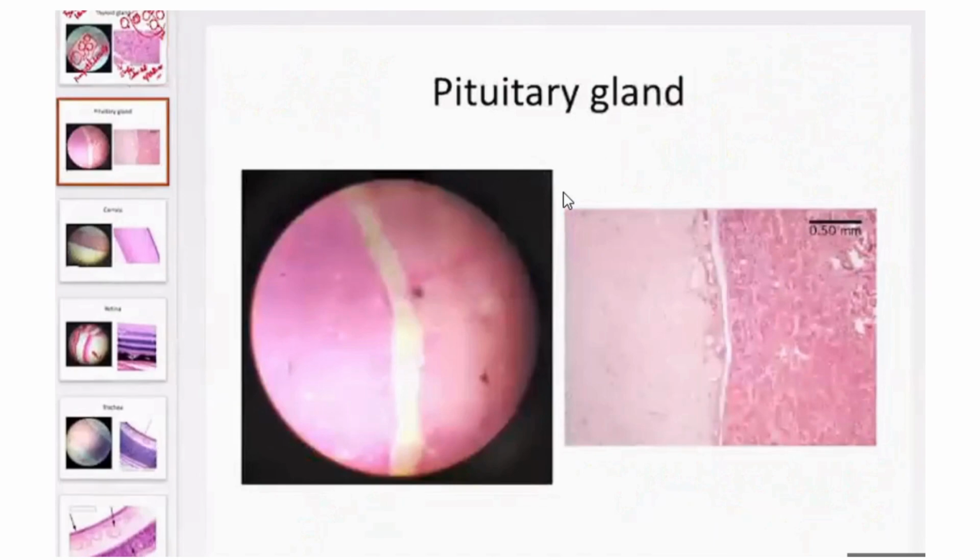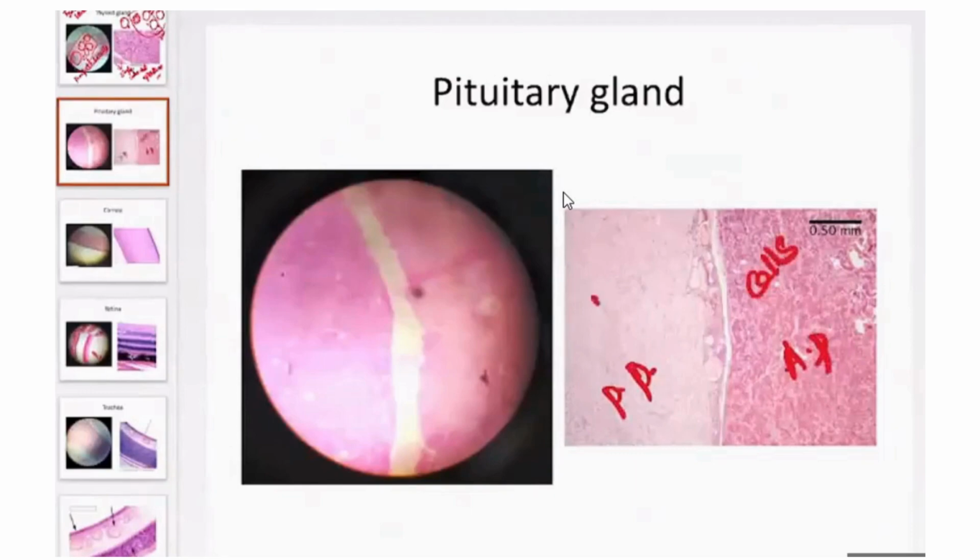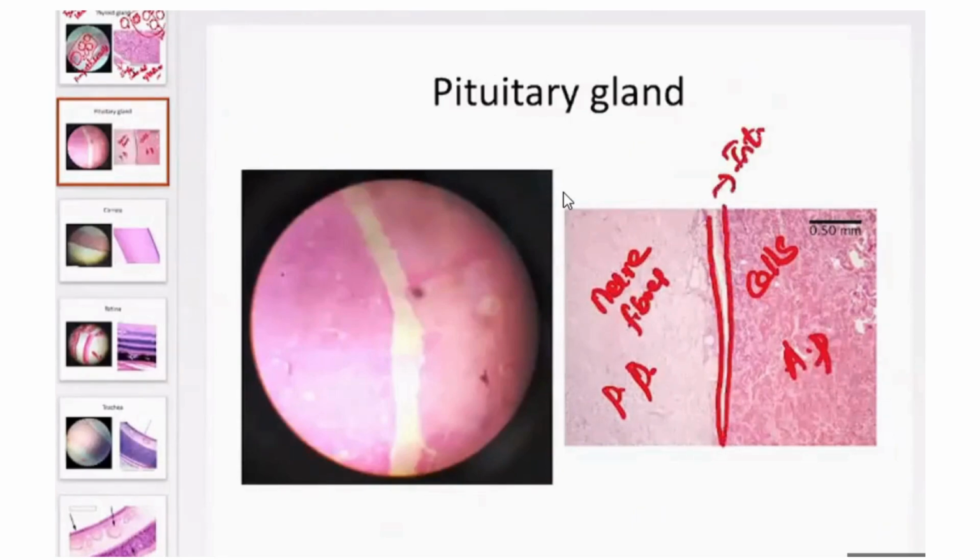So what are all the parts of the pituitary? The pituitary has an anterior pituitary and a posterior pituitary. In the anterior pituitary, you will have cells. Here you will have nerve fibers. This is called the intraglandular cleft.